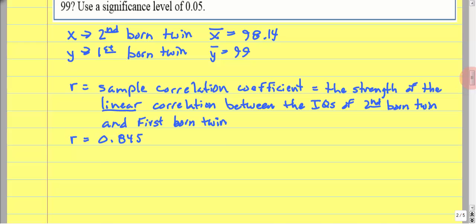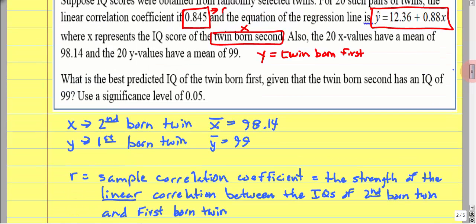Okay, now let's see what other information they have for us. We already recorded these averages here. It says, what is the best predicted IQ of the twin born first, given that the twin born second has an IQ of 99? So we want to predict our IQ score for the firstborn twin.